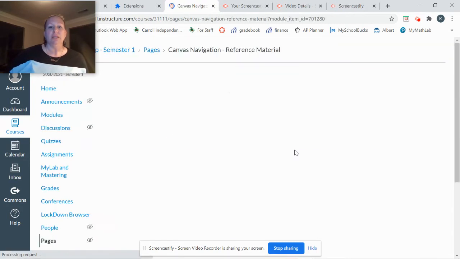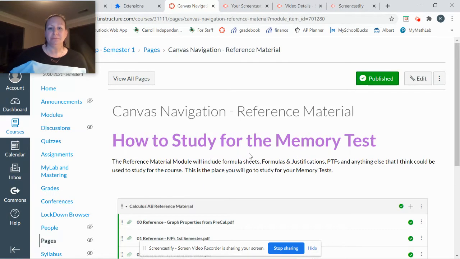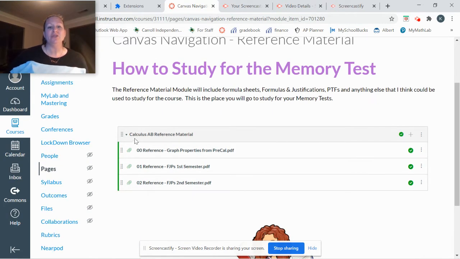But let's get started. Before we get there, let's talk about Canvas. We talked in the last little video about our memory test, and I always get questions later on in the year about where do we go to find the stuff to study for the memory test, and that is going to be in the module titled AB Reference Material. And it's got 3 different things.